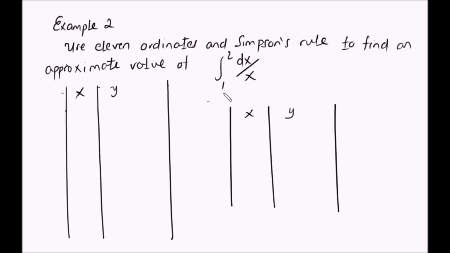our abscissa will start with 1.0, and then 1.0 plus 0.1 is 1.1. 1.1 plus 0.1 is 1.2. 1.2 plus 0.1 is 1.3. 1.3 plus 0.1 is 1.4. 1.4 plus 0.1 is 1.5. 1.5 plus 0.1 is 1.6. 1.6 plus 0.1 is 1.7. 1.7 plus 0.1 is 1.8. 1.8 plus 0.1 is 1.9. 1.9 plus 0.1, the last one is 2.0.